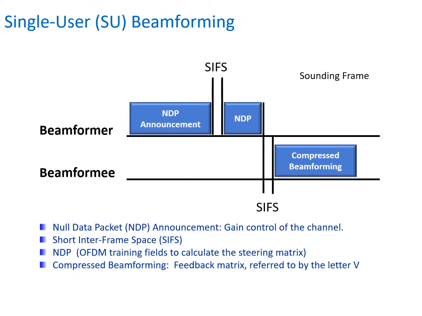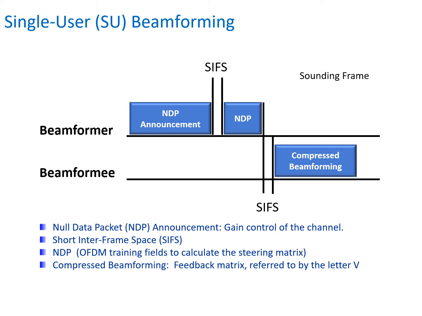So how does this system work? Well, the beamformer, or the access point, will send out an NDP announcement. This is a null data packet announcement to gain control of the channel. After a short interframe space, a training field is sent out, an OFDM training field, to calculate the steering matrix. This information, or this RF energy, is received by the client, it's analyzed, and its V matrix is calculated and compressed, and this is sent back to the beamformer.